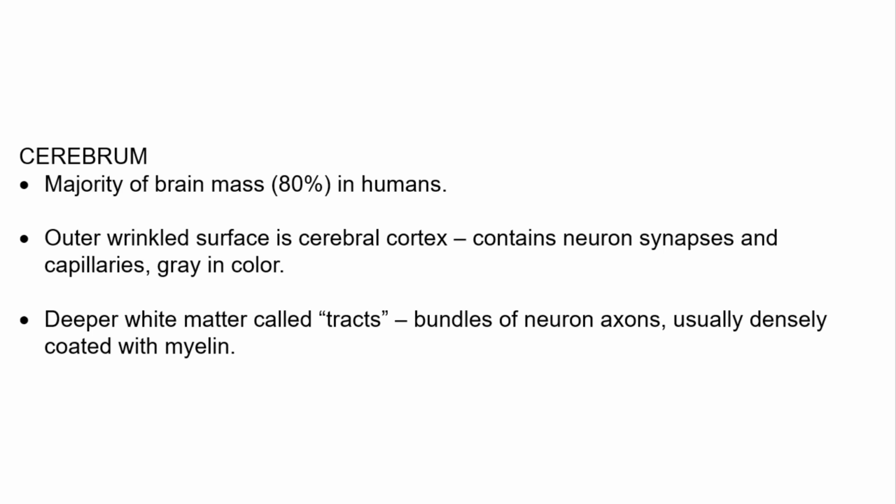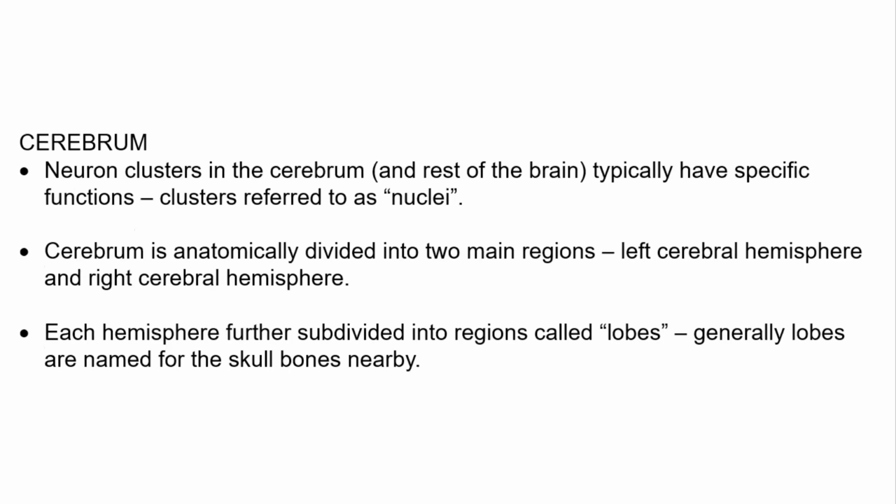Deeper within the cerebrum are regions of tissue that are white in color, called the tracts, which are bundles of neuron axons that interconnect the various regions of the cerebrum with other parts of the brain. Usually these neuron axons are densely coated with myelin, which gives them a white color in fresh tissue. Within the cerebrum are functional clusters of neurons called nuclei. The neuron clusters within each of the various nuclei fulfill one or a few specific functions of the cerebrum.